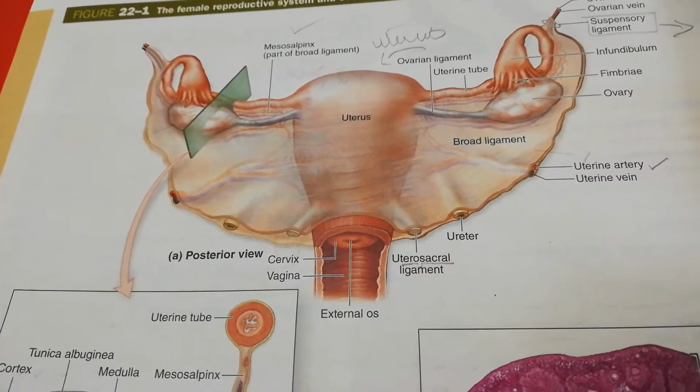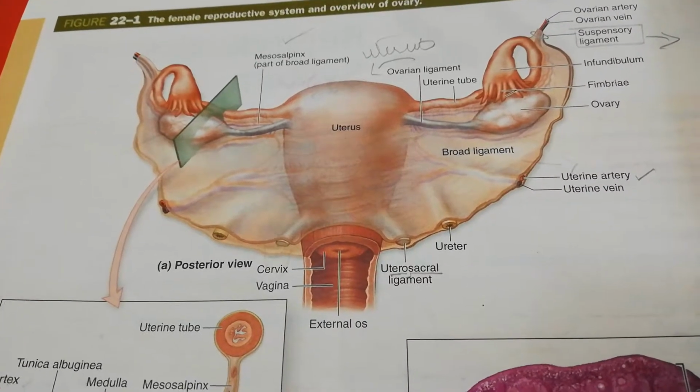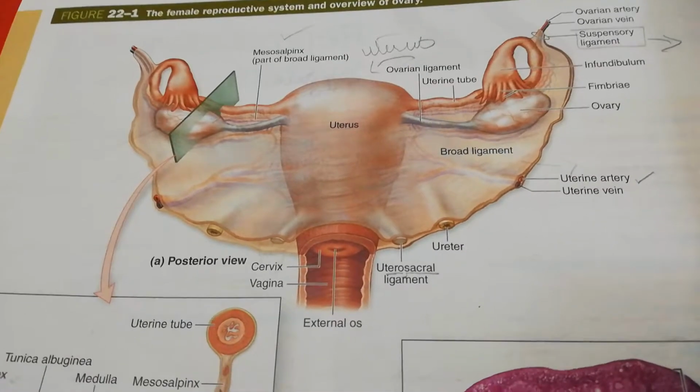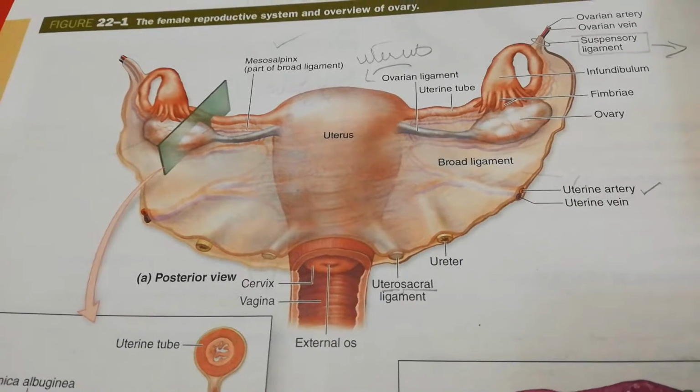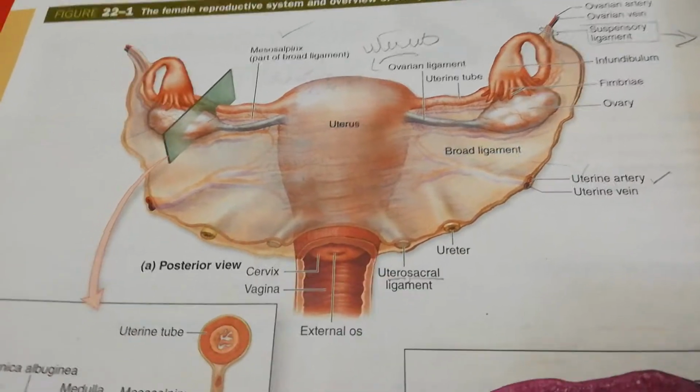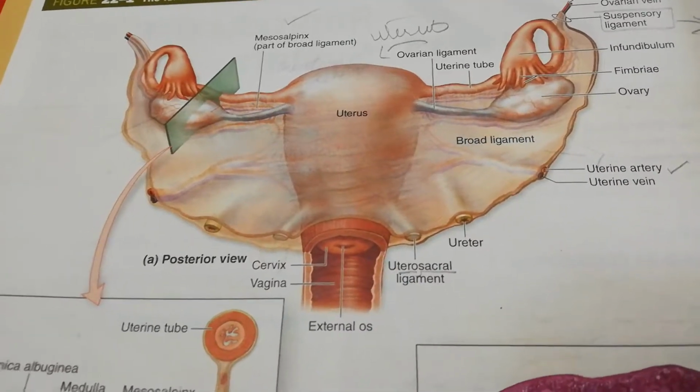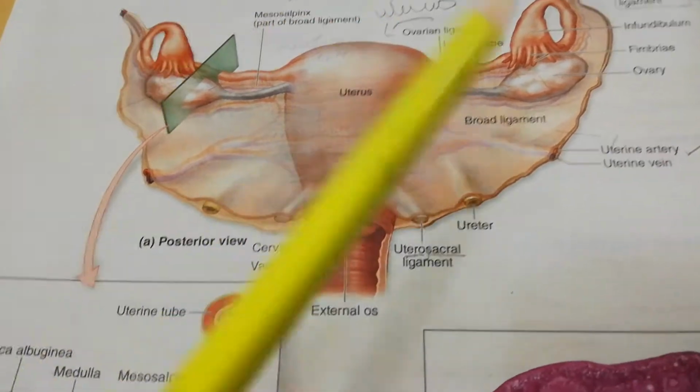Bismillahirrahmanirrahim. Today we are going to start with our new system, that is the reproductive system. In the reproductive system, we will discuss the female and the male reproductive system both simultaneously. First, today we are going to discuss the topic of the ovaries.